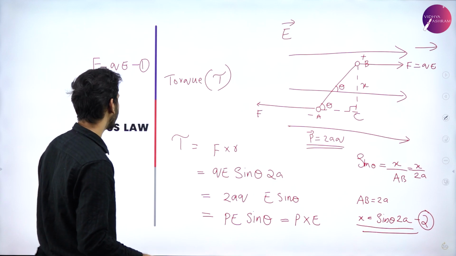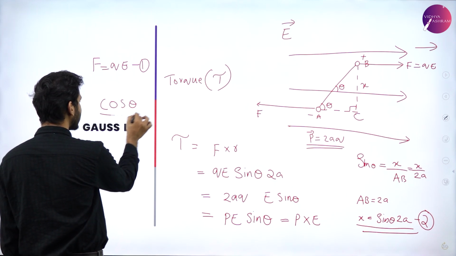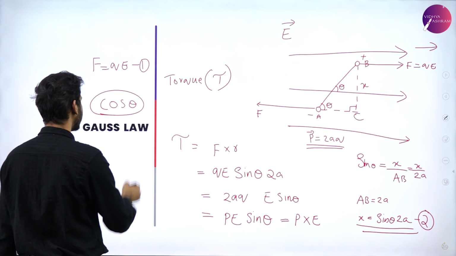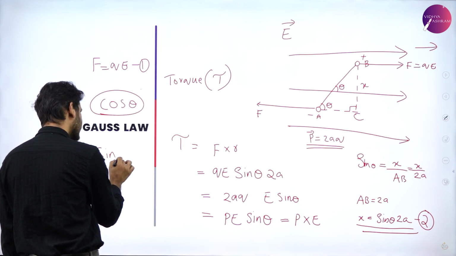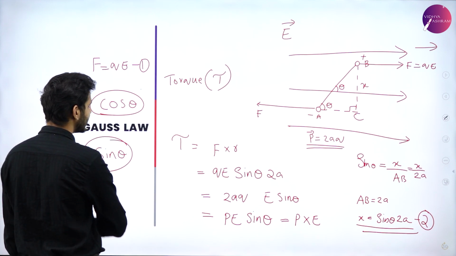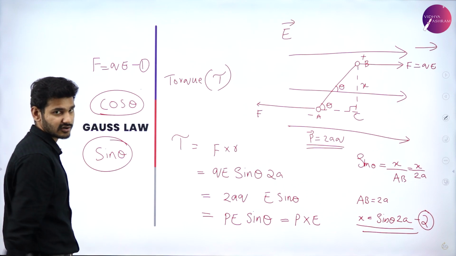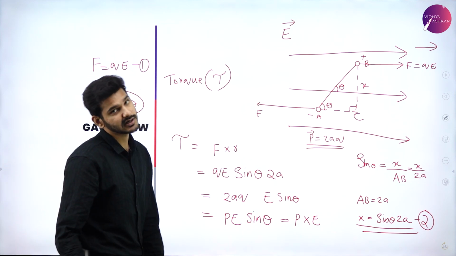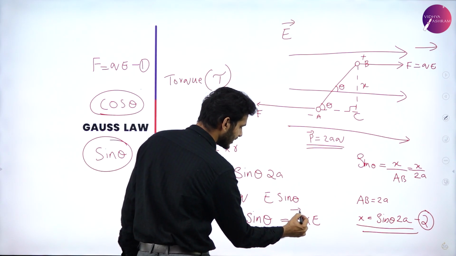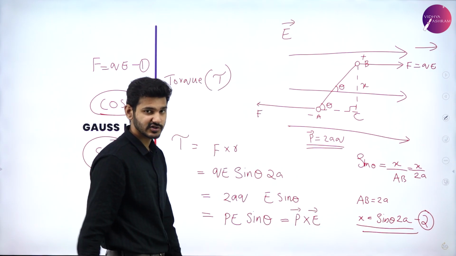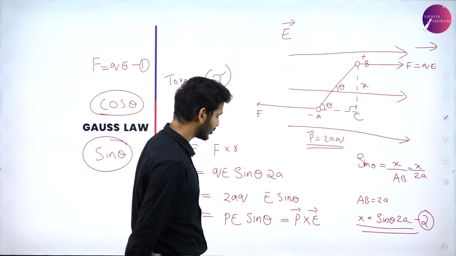One quick thing to remember: if the angle between any two vector quantities involves cos theta, then you can quickly assume it is a dot product, and if it involves sine theta, then you can quickly assume it is a cross product. It is obtained through vector dynamics. Here these two vectors form a cross product, so P cross E, and the direction of this will be given by the right hand screw rule.